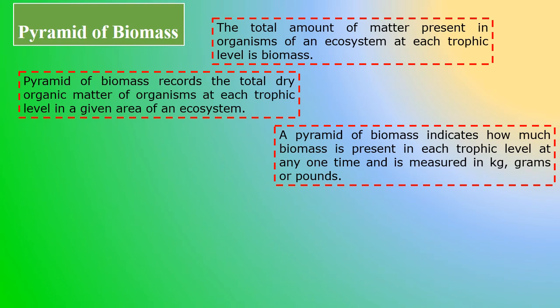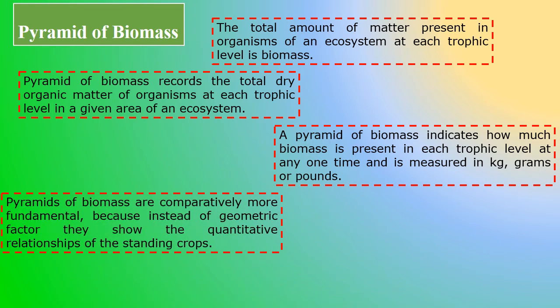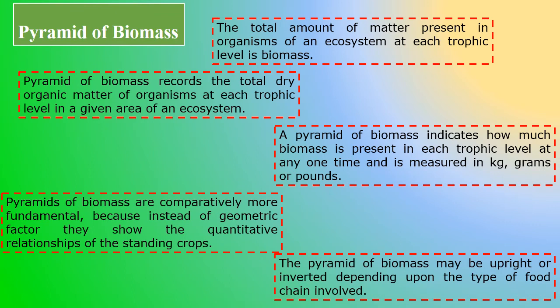A pyramid of biomass indicates how much biomass is present in each trophic level at any one time and is measured in kilograms, grams or pounds. Pyramids of biomass are comparatively more fundamental because instead of the geometric factor, they show the quantitative relationship of the standing crop. The pyramid of biomass may be upright or inverted, depending upon the type of food chain involved.